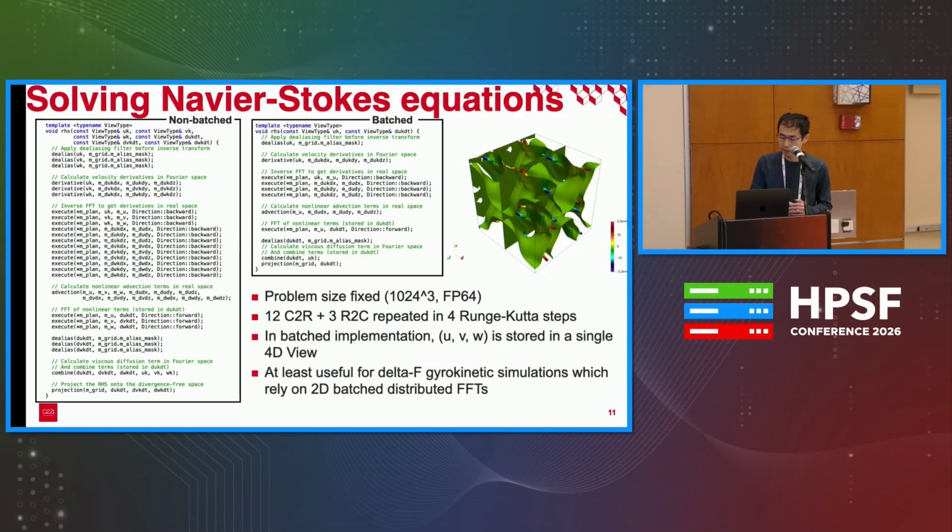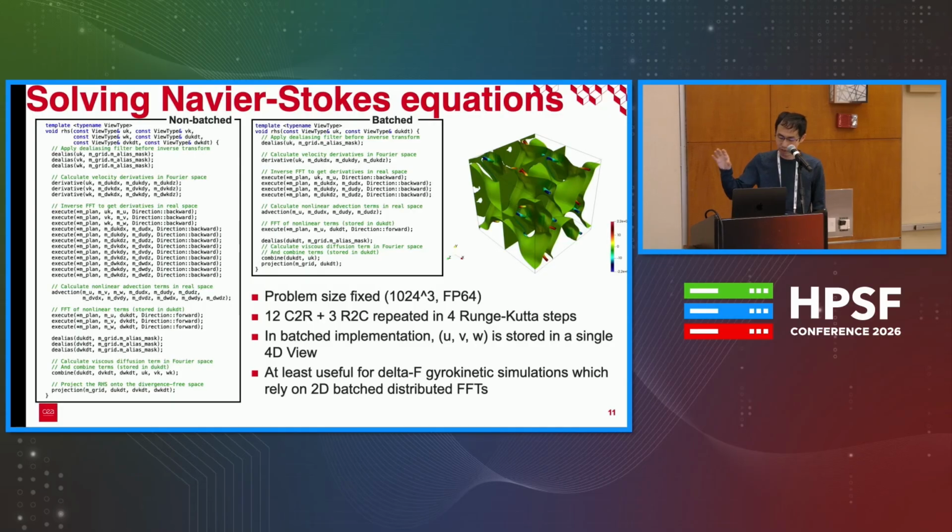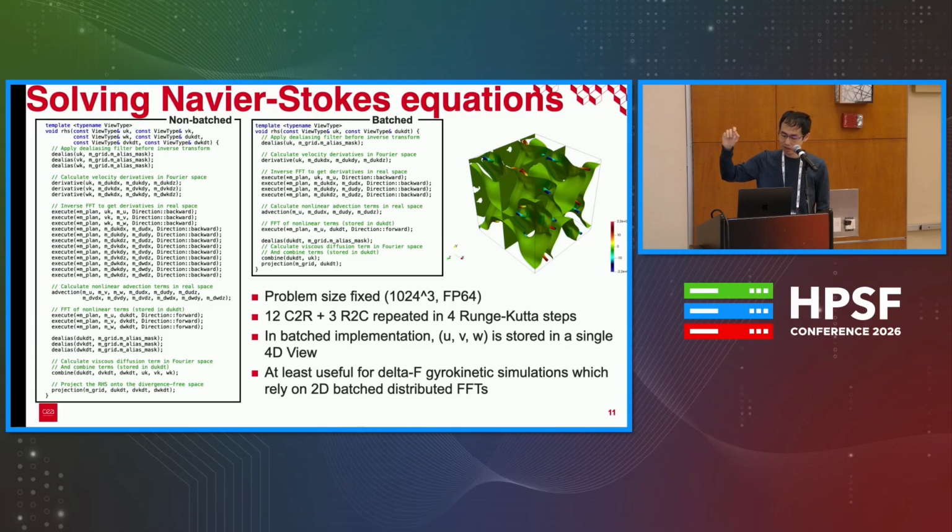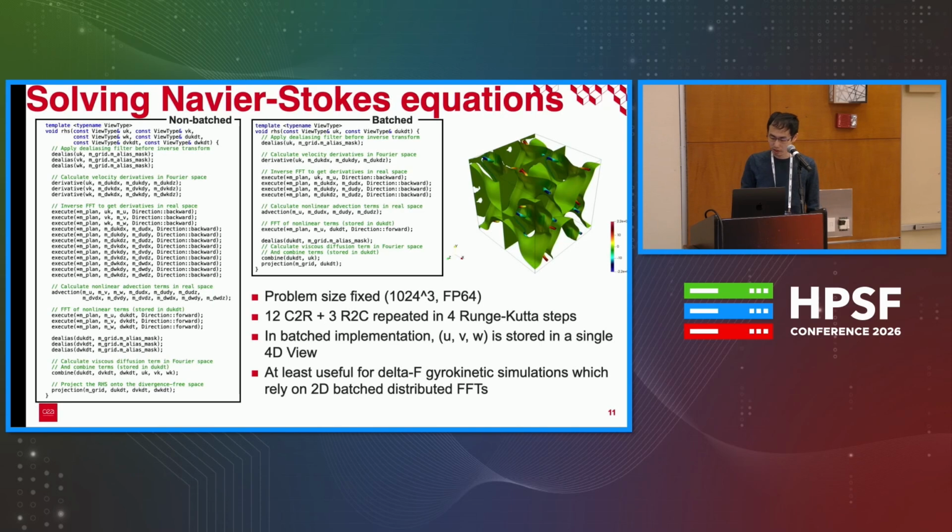We developed a benchmark application using the 3D Navier-Stokes equation with the pseudo-spectral method. One unique feature is the batched capability of this library. The left snippet is the non-batched case, and you need to do a similar operation for different velocity directions, U, V and W, which is a bit annoying. But using the batch capability, you can just stack all the velocities into a single 4D view, which significantly simplifies the implementation, as you can see by comparing the different snippets.